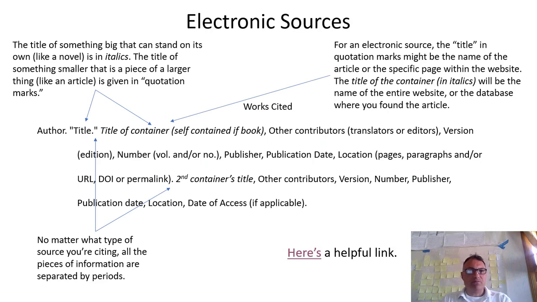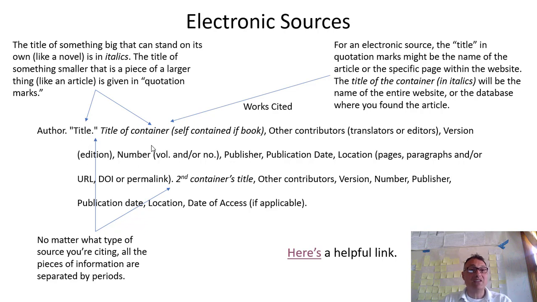So electronic sources, an article from an electronic database. Again, you see the author is going to be sticking out on the margin, last name first, period, the title of the article, and then the name of the database or website where you got the article. You see the title of the article is in quotation marks, and the title of the container, which means the database or the website, is in italics. The rule here is that small things that cannot stand on their own are in quotation marks.